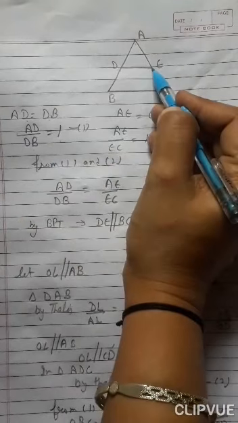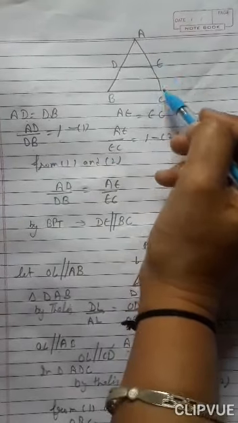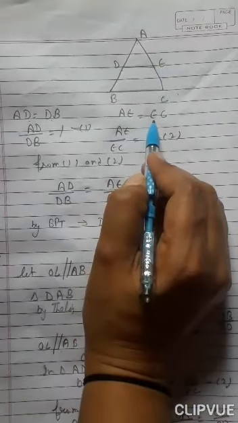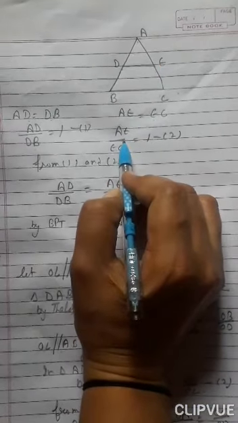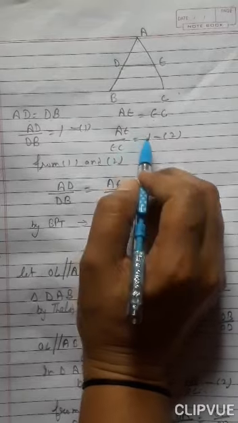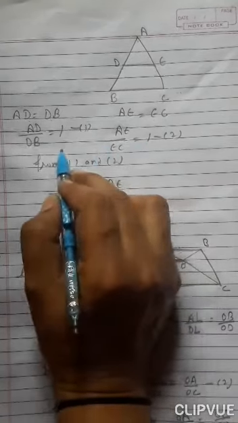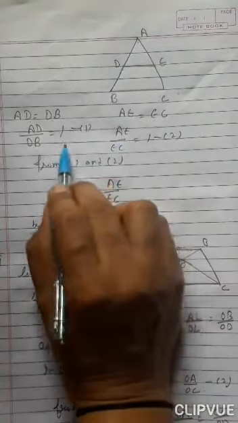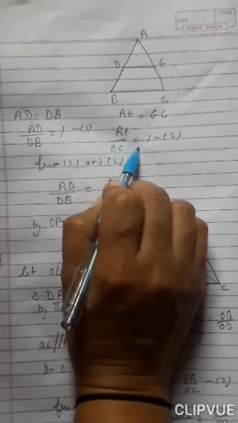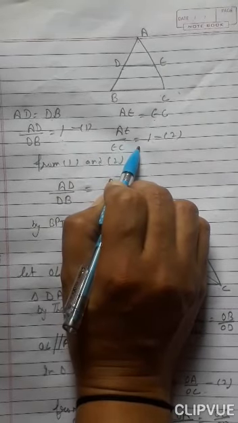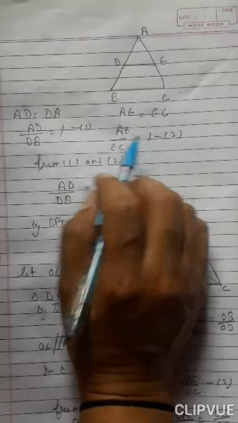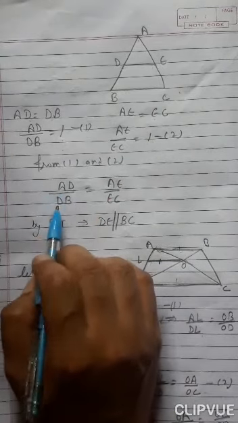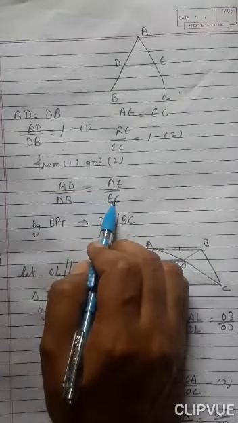Same in this one, E is the midpoint of AC. So AE is equal to EC, and it's also shifted to that side by division, and it equals 1. Now compare 1 and 2. From 1 and 2, both right hand sides are equal. If right hand sides are equal, then left hand sides are also equal. So it means AD over DB is equal to AE over EC.